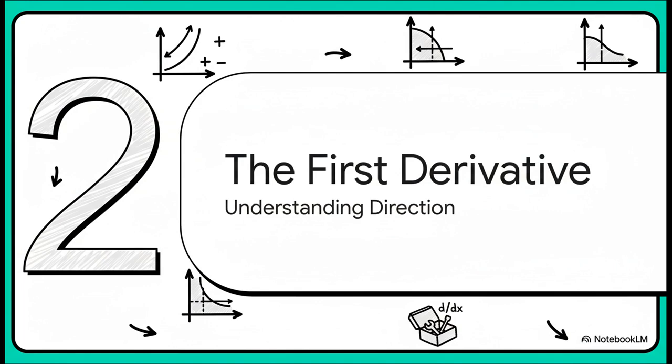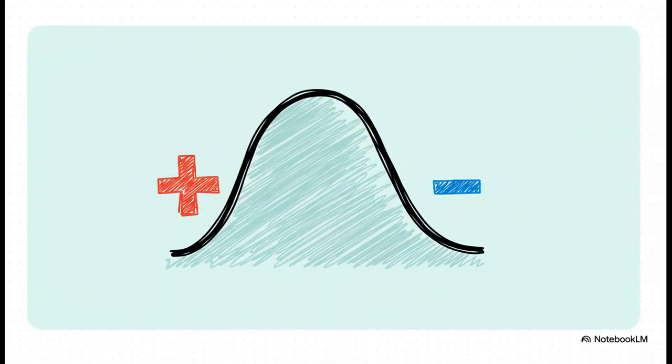The first derivative, which we write as f prime of x, is basically a compass for our function. It tells us exactly which way the function is headed. And the coolest part is, the sign of the derivative gives us a really simple but powerful clue. If it's positive, our function is going up. Think of a stock price climbing. If it's negative, the function is going down, like a company's profits falling. It's that simple, uphill or downhill.